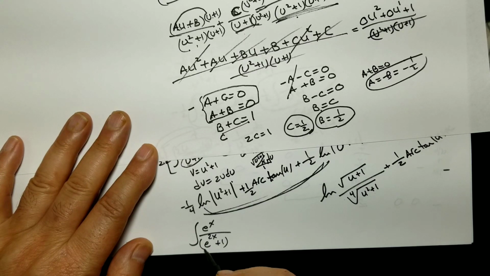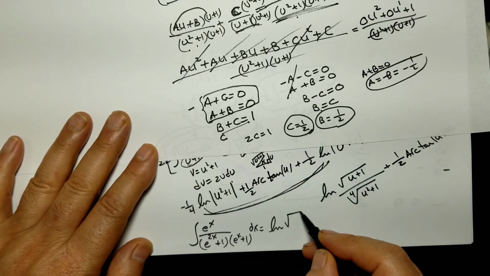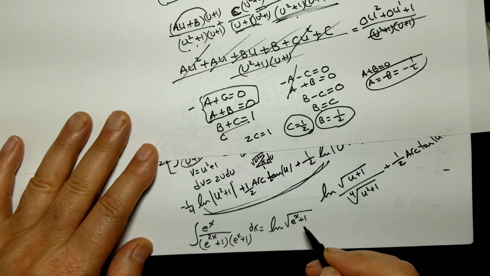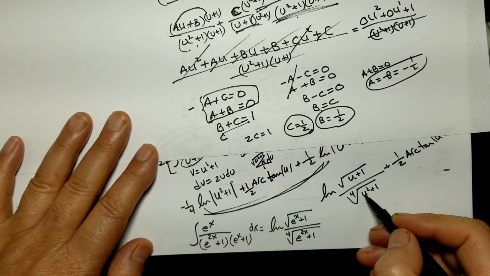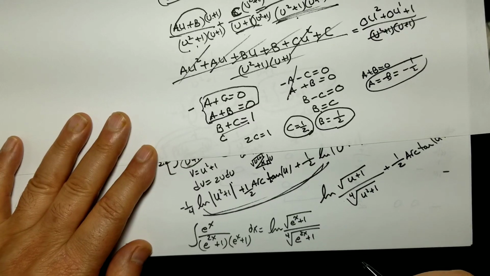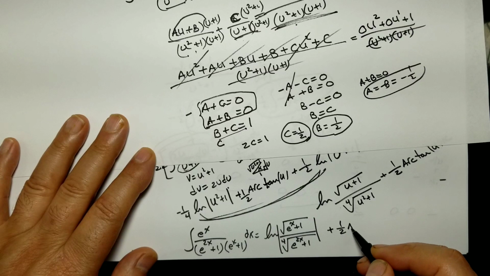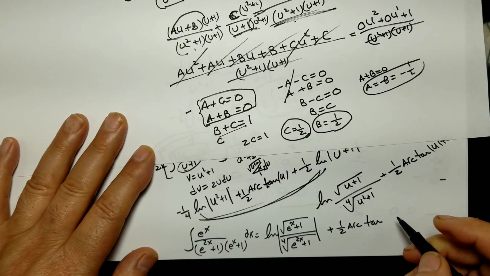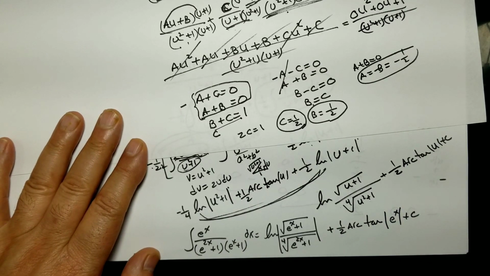2x plus 1. That quantity times quantity x plus 1 dx is the natural log of a square root of e to the power of x plus 1 over the 4th root of e to the power of 2x plus 1, because e to the power of x squared is e to the power of 2x, plus 1/2 arc tangent of e to the power of x, plus C.